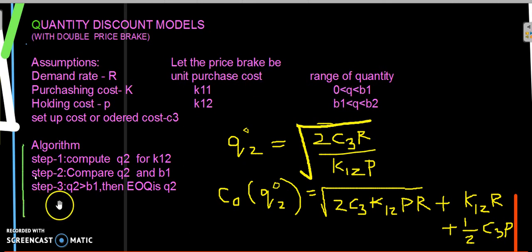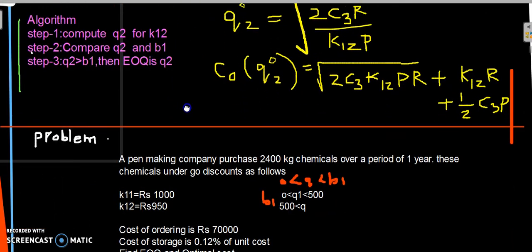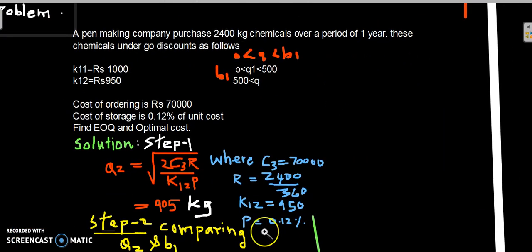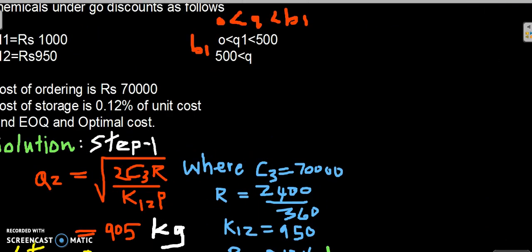The third step is that if Q2 is greater than B1, then EOQ, economic order quantity, is Q2. So we have to compare this and this. If this is greater than this lower limit, then this would be the economic order quantity for the given situation. Now let me take one problem for you, and if I maximize it, then it would be easy to look at.